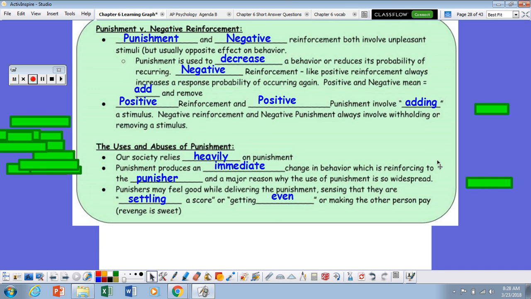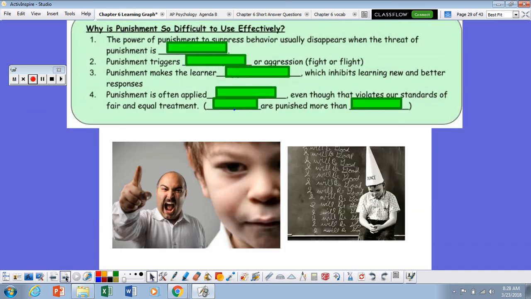This whole idea that revenge is sweet might be on the verge of getting dangerous. So, why is punishment so difficult to use effectively? The power of punishment to suppress behavior usually disappears when the threat of the punishment is removed. Punishment also triggers escape or aggression, and you might get into this whole notion of fight or flight. Some people, when they're punished, get very defensive and are ready to fight back. Others might run from it. Punishment also makes the learner apprehensive, which inhibits learning new and better responses.